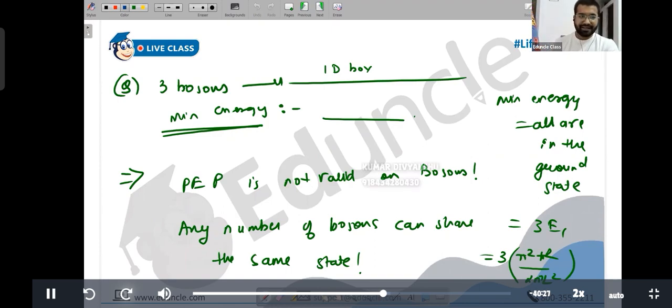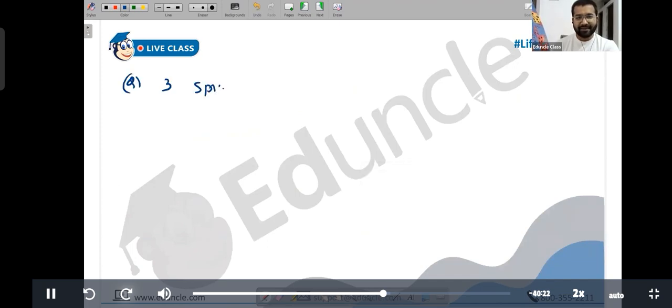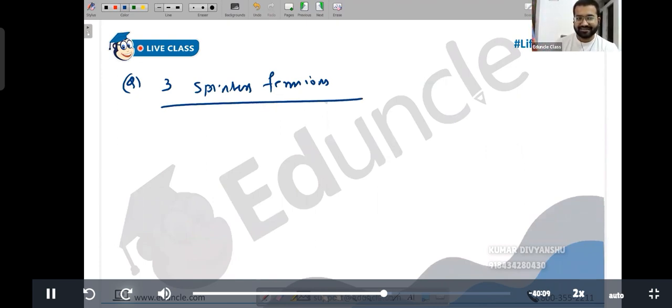Okay. Now again in the same question, if I would make it 3 spinless fermions. People, suppose due to some anomaly, whatever, the spins of the fermions are destroyed, but they are fermions, but the spins are destroyed. Then what will be the minimum energy?